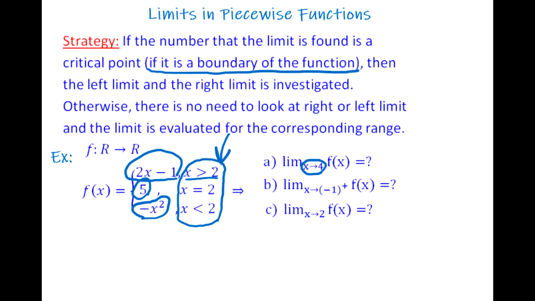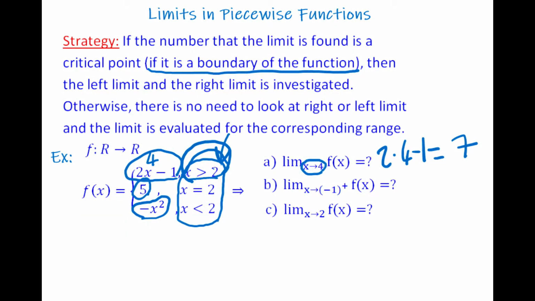If you look at a here, it says when x goes to 4, what is f of x? Okay, a fits here, because 4 is greater than 2, so I'm going to put 4 instead of x and evaluate the function. It's going to be 2 times 4 minus 1. 2 times 4 is 8, 8 minus 1 is 7. So as you can see, I don't have to look at the left limit or the right limit, because 4 is not a boundary in this case.